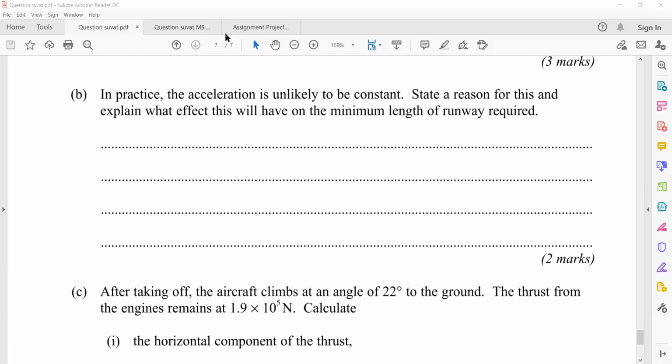Because what happened, you have this formula, resultant force is equal to ma. As the aircraft is taking off, the driving force is constant. But as the speed increases, the air resistance also increases. If air resistance increases, because the two forces are in opposite directions, the resultant force decreases, which reduces the acceleration. So if acceleration is small, it means it will take longer time or cover greater distance to reach 82 meters per second.